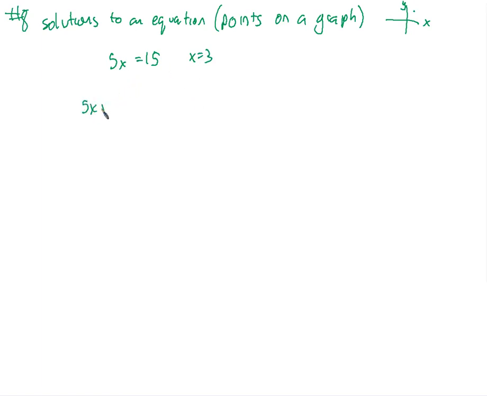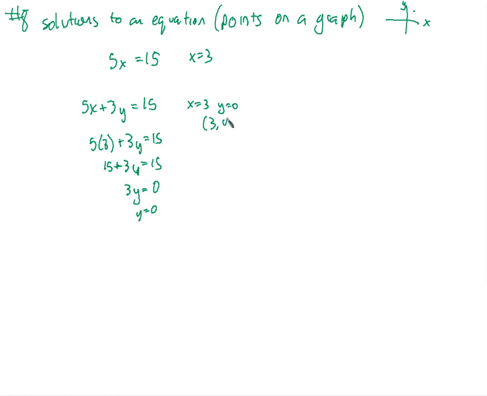But if we do 5x plus 3y equals 15, now it becomes a different story, because if I plug in 3 for x, this might not come out so nicely, but let's see. It'll kind of come out nicely. If x is 3, then this is 15 plus 3y equals 15. We subtract 15 on both sides, and we get 0, and y would have to be 0, okay? So that works. x can be 3 as long as y is 0. Or we could say it this way, (3, 0).